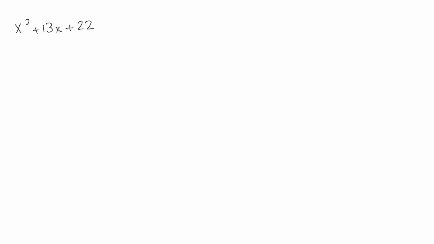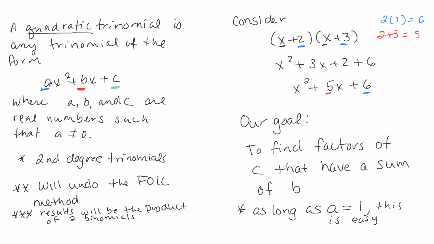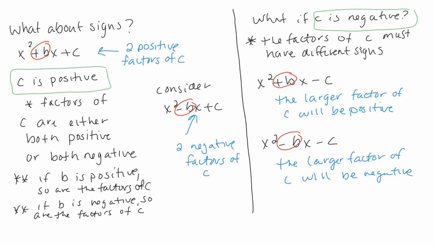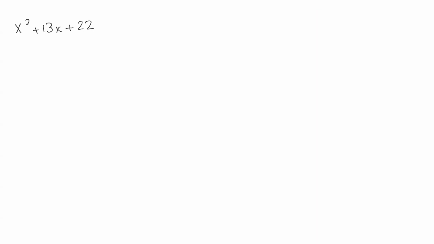Now notice C is positive. So if I go back to this slide right here, C is positive. I know that my two factors of C that I'm looking for are both positive or both negative. B will tell us which. So I'm looking for two factors that have the same sign, and they have to be positive because I've got positive 13 here. So let's start looking at factors of 22. We're going to look at pairs of numbers that when multiplied would give us 22.